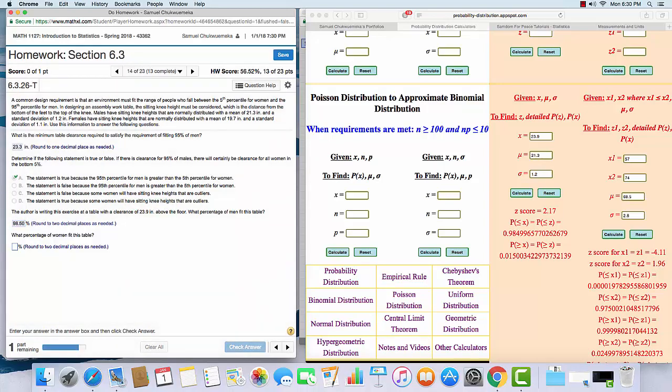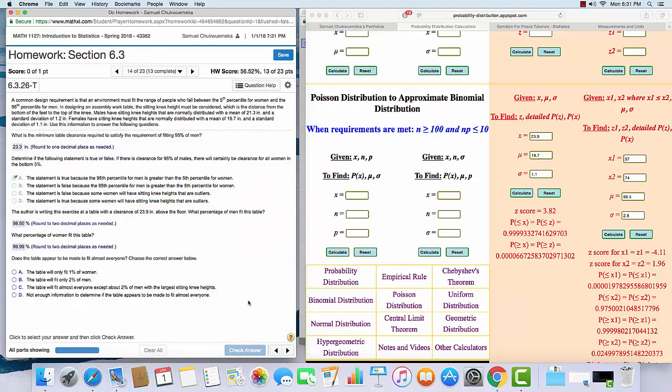Now, what percentage of women will fit this table? We just need to change the mean for the women, and that is 19.7. The standard deviation for the women is 1.1. Enter. This will be 99.99%, as you can see here.